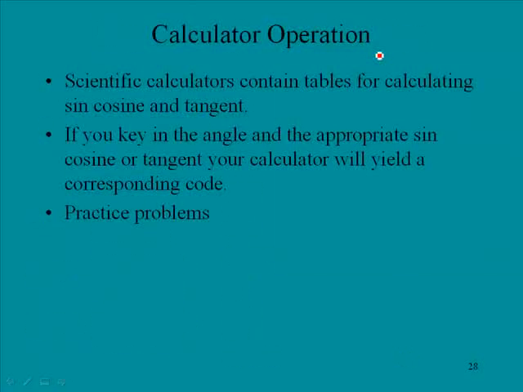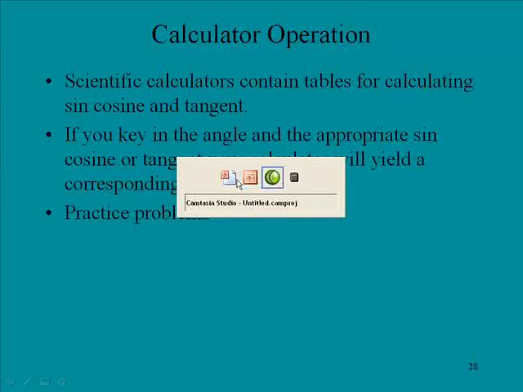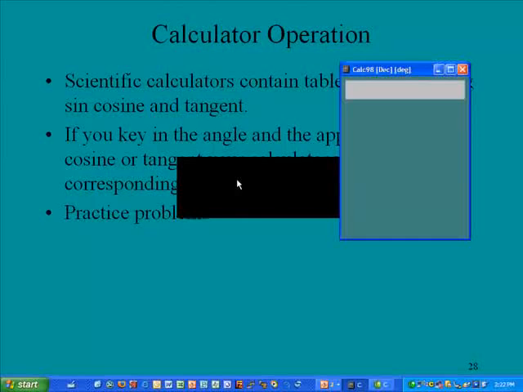Calculator operation. Scientific calculators contain tables for calculating sine, cosine, and tangent. If you key in the angle and the appropriate sine, cosine, or tangent, your calculator will yield a corresponding value. Right after trigonometric functions in your text, there are a few practice problems. Let's do just a few of those to get the feel for this.